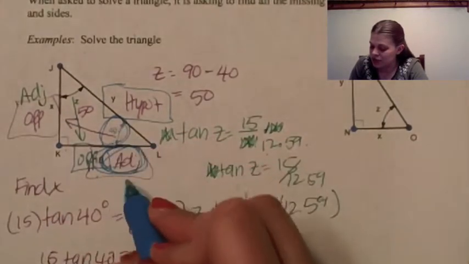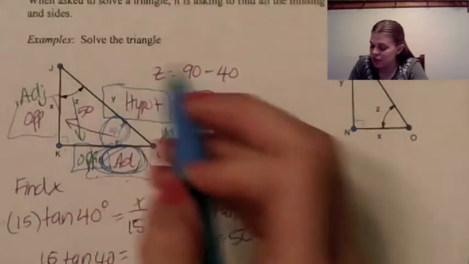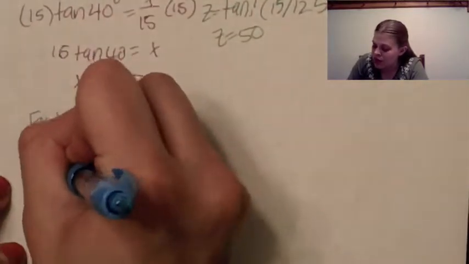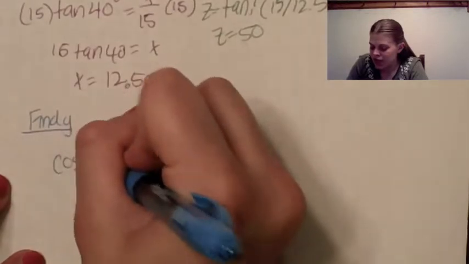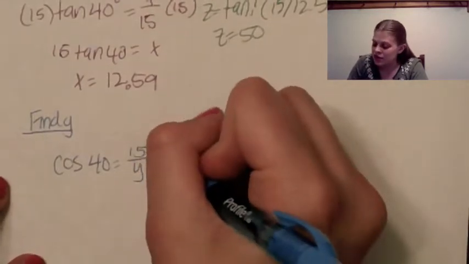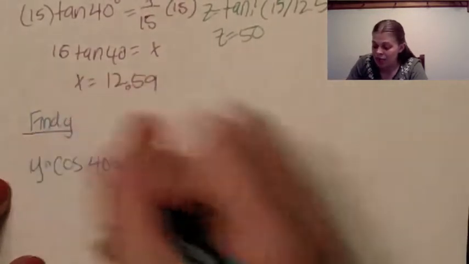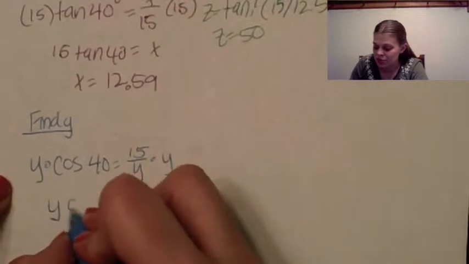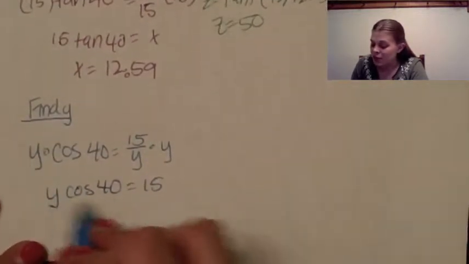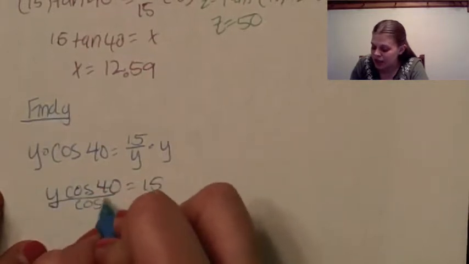Because we're looking at the 40, I have the adjacent of 15, and I want the hypotenuse. Adjacent and hypotenuse goes with cosine. So cosine of the angle of 40 equals adjacent, which is 15, over the hypotenuse, which is y. To get the y by itself, I have to put it on the top. So that's our first step. I multiply both sides by y. Now, to get the y by itself, I have to divide by cosine of 40.